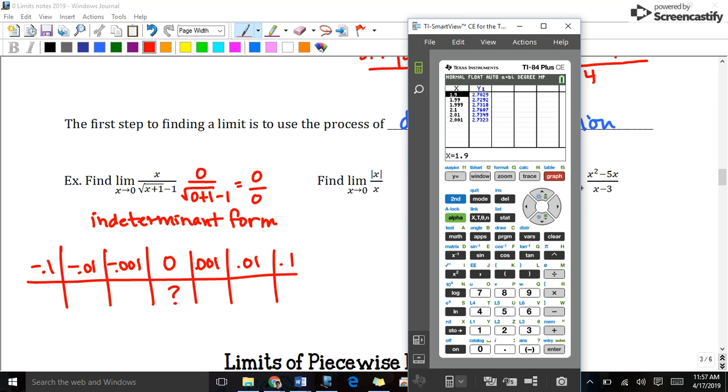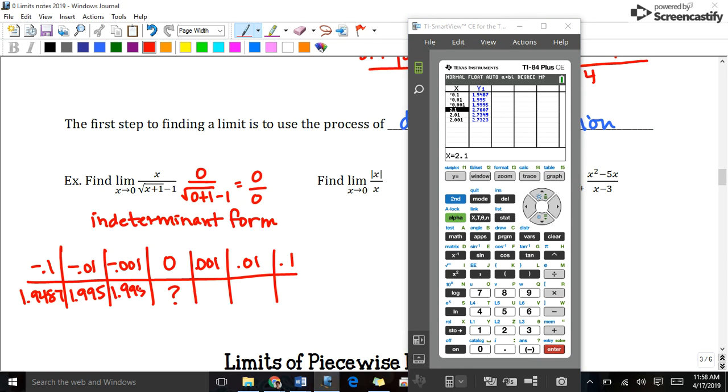and then back to my table. Now the table's still going to show the x values from our previous problem. I'm just going to type over those. So we'll just have to make sure we're looking at the new y values there. Okay, so from the left side, I've got negative 0.1 or negative 1/10. Y value is 1.9487. For negative 100th, y value is 1.995. And for negative 1,000th, y value is 1.9995.